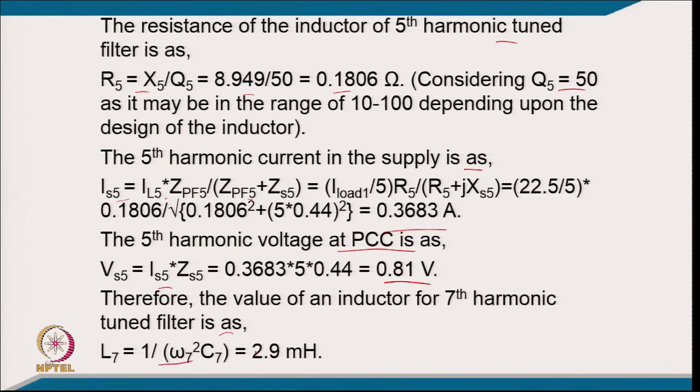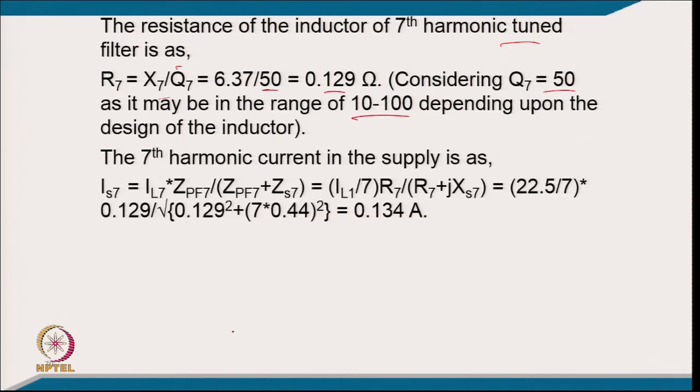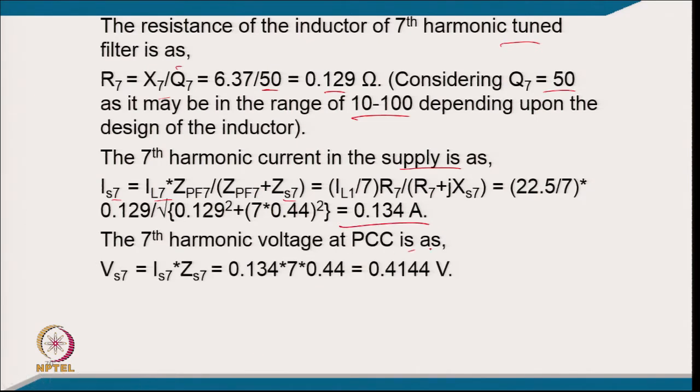two relations, L7 will be equal to 2.9 millihenry, and the resistance of the seventh harmonic tuned filter will be X7 by Q7. So, putting the value, it comes 0.129 ohm, considering Q equal to 50, as it may be in the range of 10 to 100. The seventh harmonic current in the supply will be I_S7, and with the parallel relation, it comes 0.134 ampere, and the seventh harmonic voltage at PCC is I_S7 into Z_S7, putting the value, it comes 0.4144 volt.